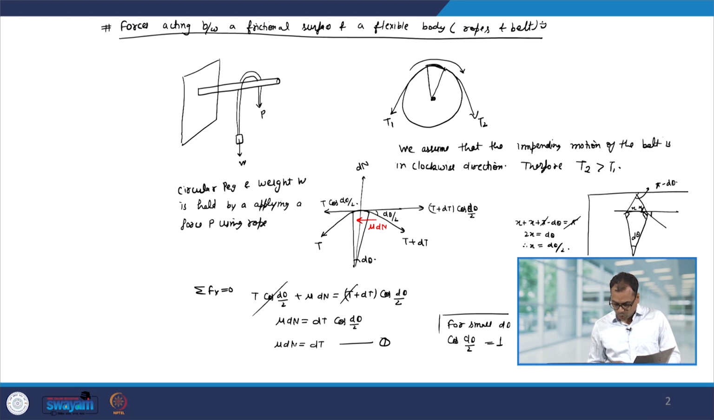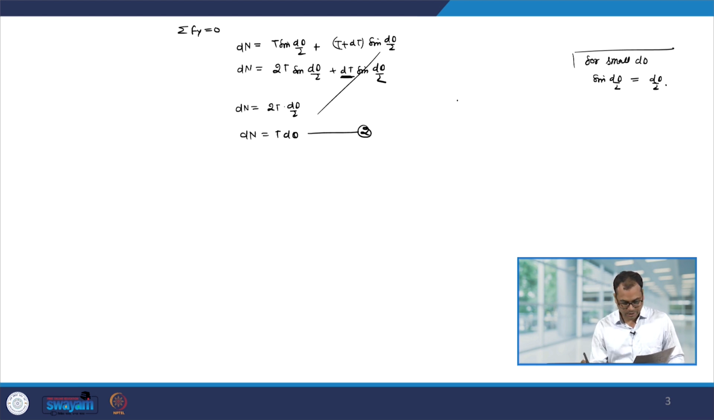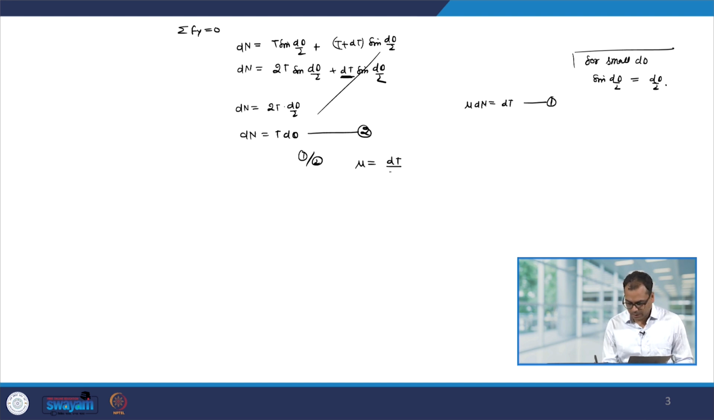Note that equation number 1 was mu dN equal to dT. Let me just write it down, mu dN equal to dT. This was our equation number 1. From equations 1 and 2, I can get rid of dN. So, let us divide 1 by 2. We have mu equal to dT over T d theta, or mu d theta equal to 1 by T dT, and this equation I can integrate over the angle. So, let us integrate between the limits.